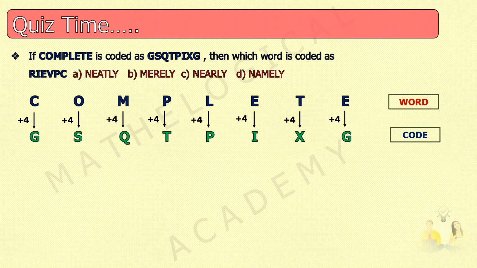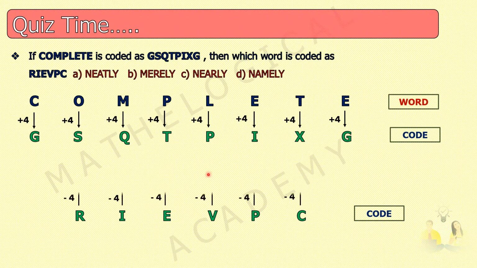We'll do similar coding here, but in this case they have given us the code and they have not given us the word itself. So the coding is going to be reversed. That means we have RIEVPC. From here we have to get NEARLY. So R minus 4 will give us N, I minus 4 will give us E, E minus 4 will give us A, V minus 4 will give us R, and likewise.